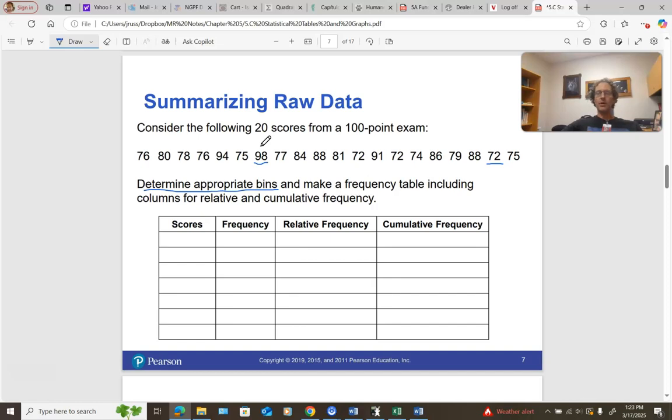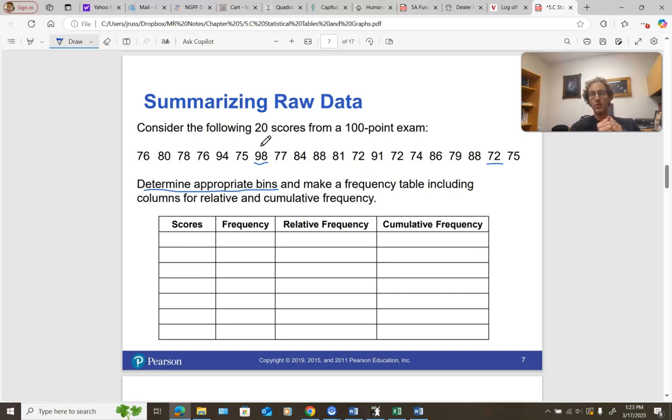We typically start, maybe instead of 72, at a nice even number like 70. And then we go all the way up to 100. Okay? We want to make sure that our lowest number and our highest number encompass all of the data. Okay? So I think I'm going to try to go from 70 to 100. Okay? Now I need to figure out how wide I want my bins to be.